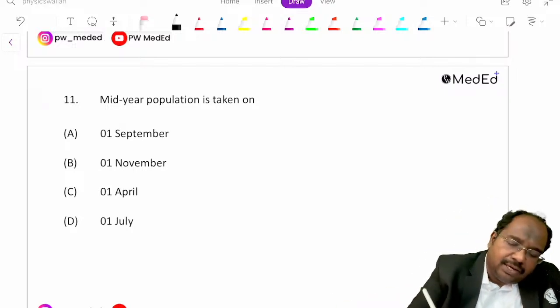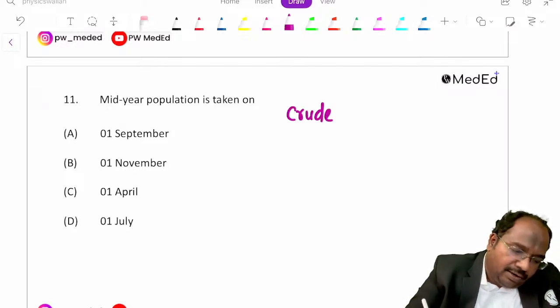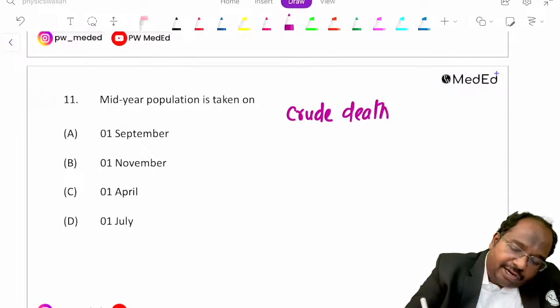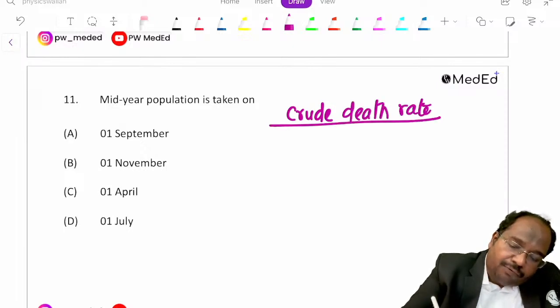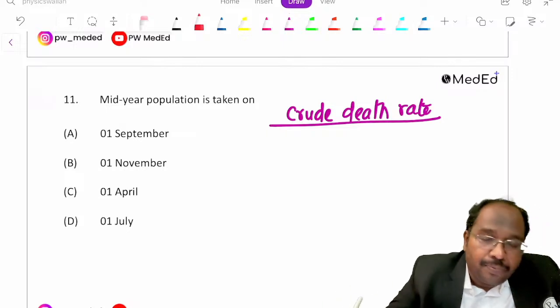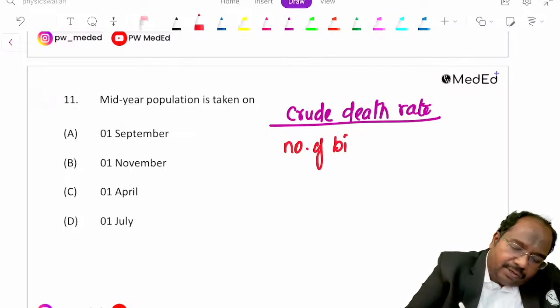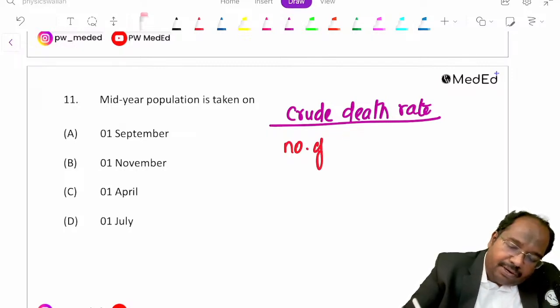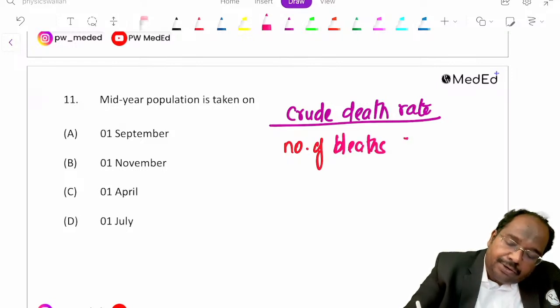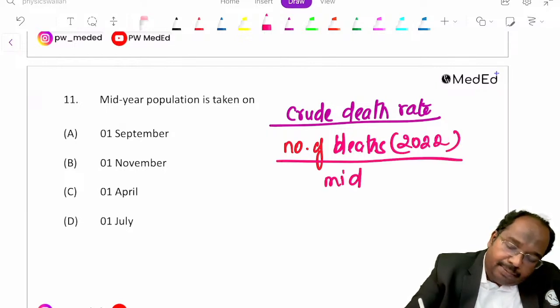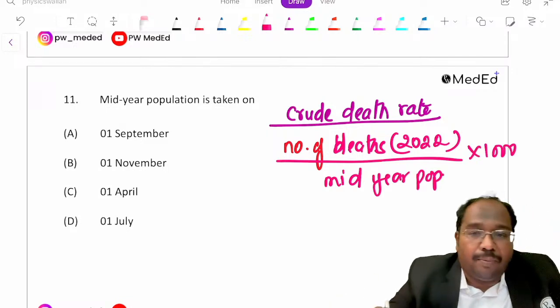Mid-year population is taken in. So we have the crude birth rate and crude death rate. The formula for crude birth rate is number of births, and similarly for death rate, number of deaths during a particular year, 2022, divided by mid-year population, multiplied by 1000. This is what the formula is.